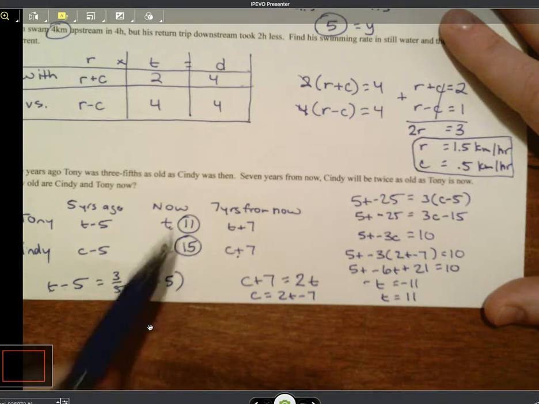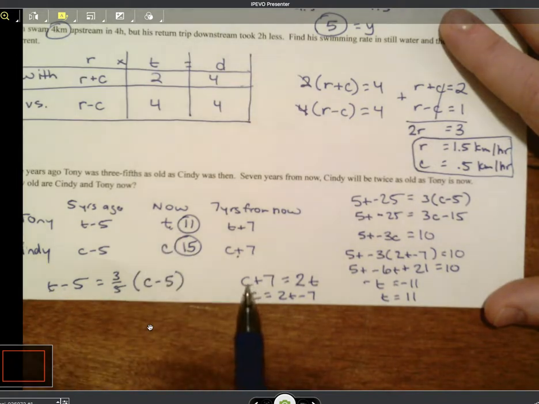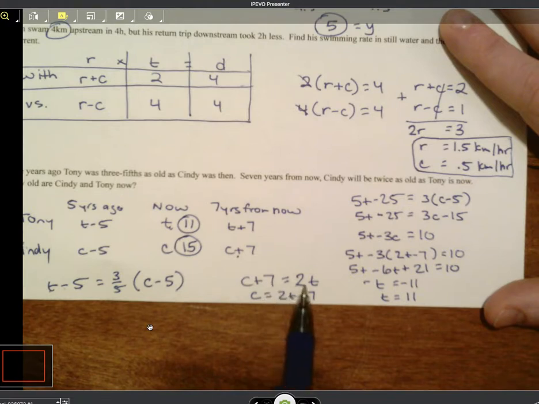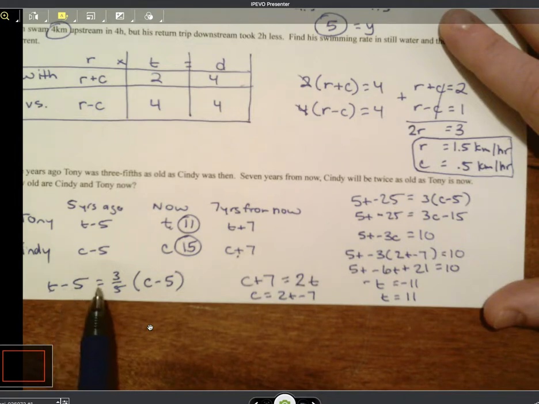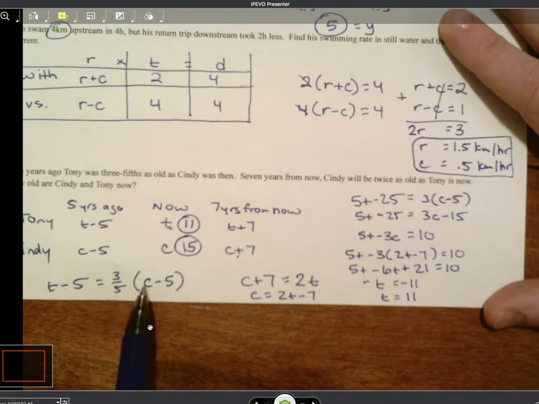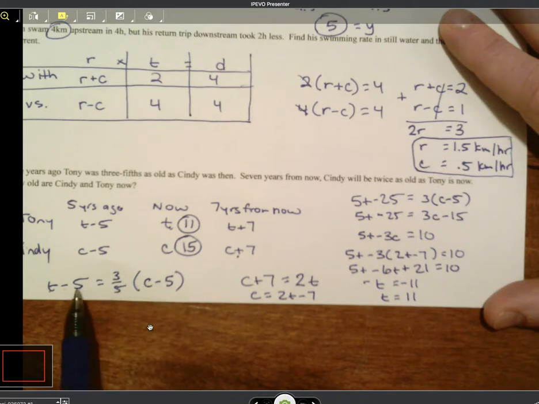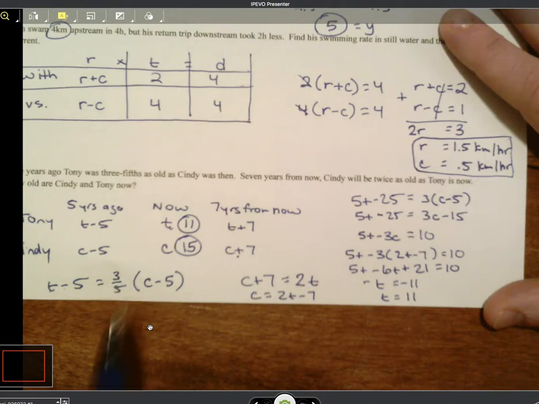And you can also check to make sure that these work. Cindy's age plus 7, so that's 22, is equal to twice Tony's age, which is 11. That's correct. And here, Tony's age 5 years ago, which was 6, is 3/5 Cindy's age 5 years ago. So we've got 6 is equal to 3/5 times 10, which is 6. So it works.